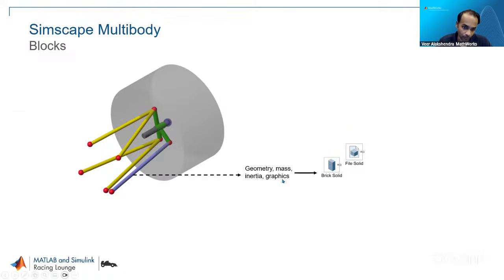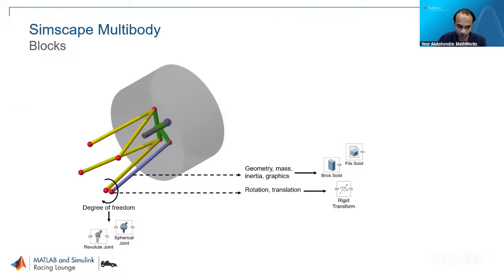Once you have defined a body containing the mass, inertia, and the graphics, the next thing is where do you place it, right? Because you have an object with respect to some frame of reference. It could be the world frame of reference, or a fixed frame of reference, or it can be some moving frame of reference. How do you define that? To define the transformation, the rotation and the translation, you have the block called Rigid Transform. Once you have this, it is static, it is not moving currently. To make it dynamic, to move it, you need to provide degrees of freedom. For that you need another block, which is called joints.